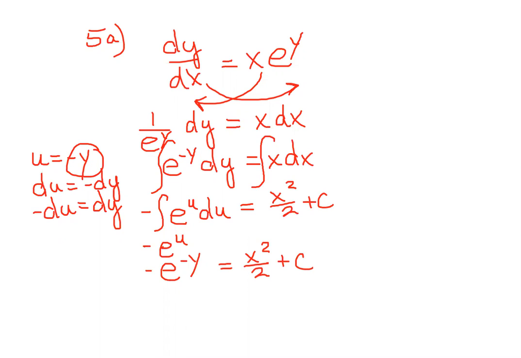And now I need to solve for y. The opposite of e is going to be ln, but I can't do that yet because of this negative. I have to get rid of it first. So I'm going to multiply everything by negative. So I'm going to get e to the negative y equals negative x squared over 2 plus c. And I can just do plus c because now that's a different c.